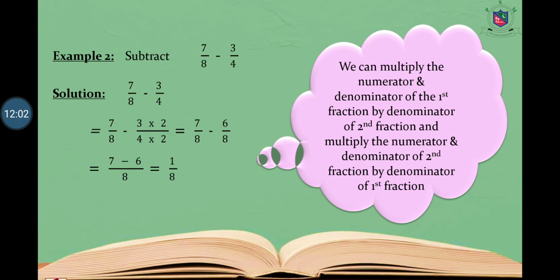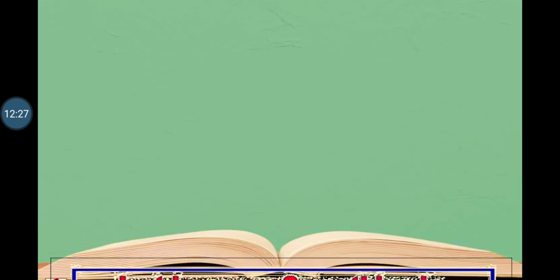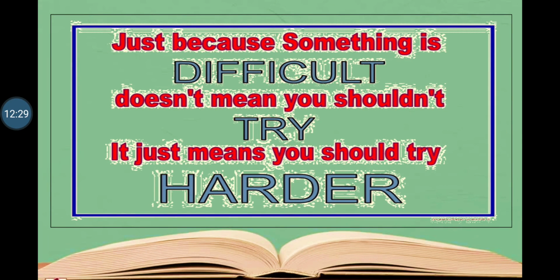Dear students, we can multiply the numerator and denominator of the first fraction by the denominator of the second fraction, and multiply the numerator and denominator of the second fraction by the denominator of the first fraction. Now it's up to you which method you are using to subtract the fractions.